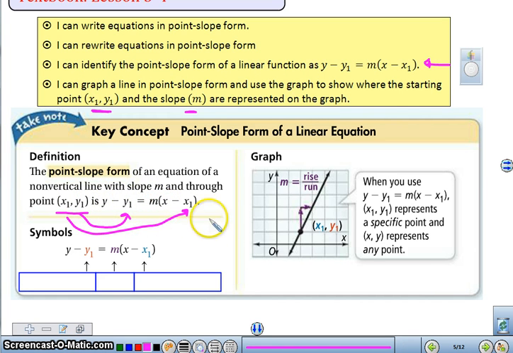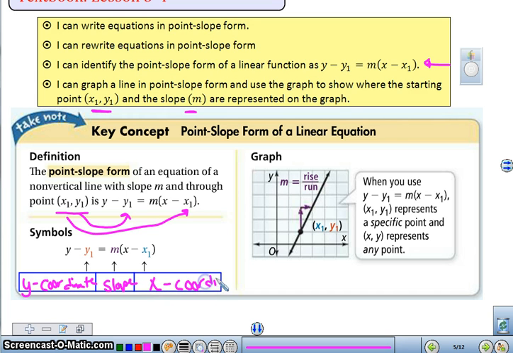The nice thing about this is if you think of the definition of slope, it is the y coordinates divided by the x coordinates, which is what this would be if we solve for m. So when we look at the symbol part of this equation, y1 is going to be our y coordinate, whatever that happens to be, m is our slope, and x1 is our x coordinate.